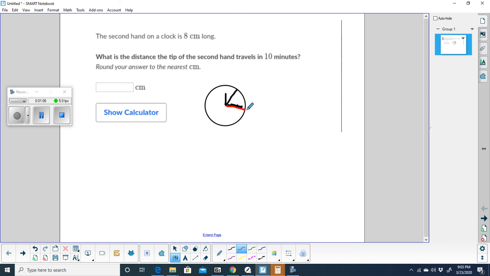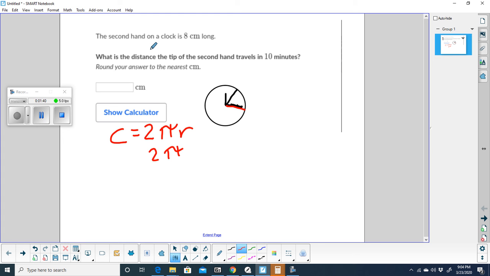Well, if you think about it, the second hand rotates around the clock once every minute, right? So it's going 10 times around. So one time around, 1 minute around, the tip goes the circumference of the circle, right? So we know circumference is equal to 2 times pi times r, or 2 times pi times the radius.